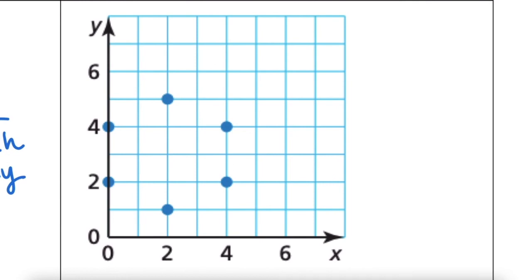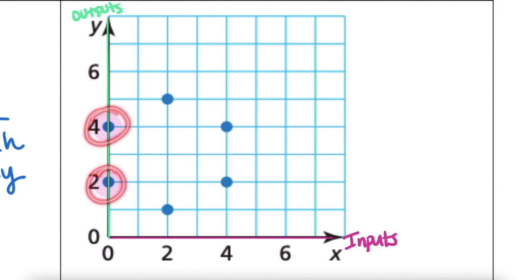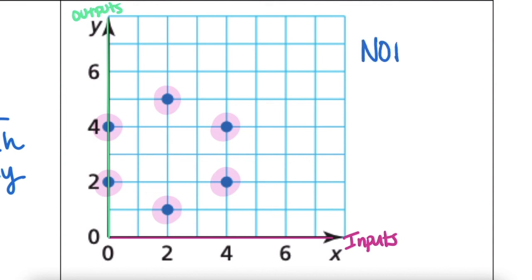Finally, we have our graph. This one is a little hard to see. On our x-axis are all of our inputs, and along the y-axis would be considered all of our outputs. So, is each input only used once? Well, I don't think so. Here I can see that 0 is being used twice. The first time 0 produced 2, and the second time 0 produced 4. The same can be said for 2 and 4. So since our inputs of 0, 2, and 4 are being used more than once, we would say this is not a function.